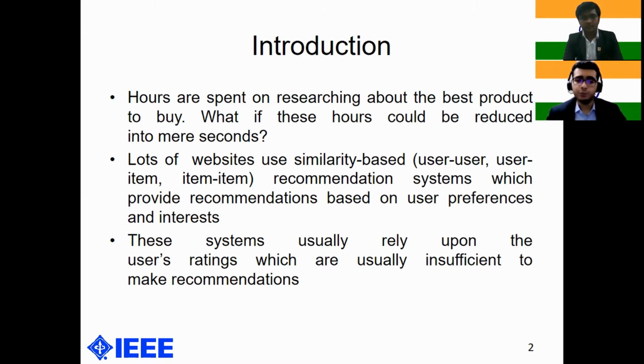Now, lots of websites for recommendation use similarity, either user to user, user to item, or item to item based recommendation systems. These usually rely upon users' ratings, and ratings are very subjective and are always insufficient to make a proper recommendation. How do we solve this issue? This is elaborated on further.